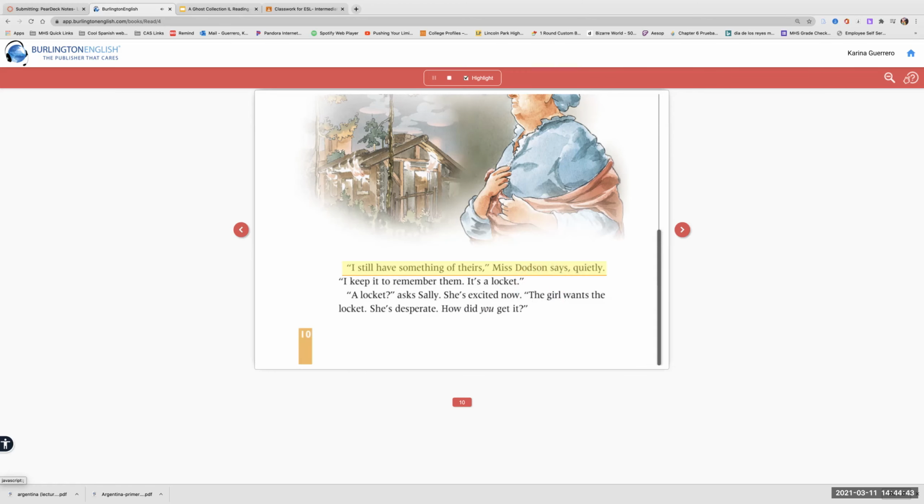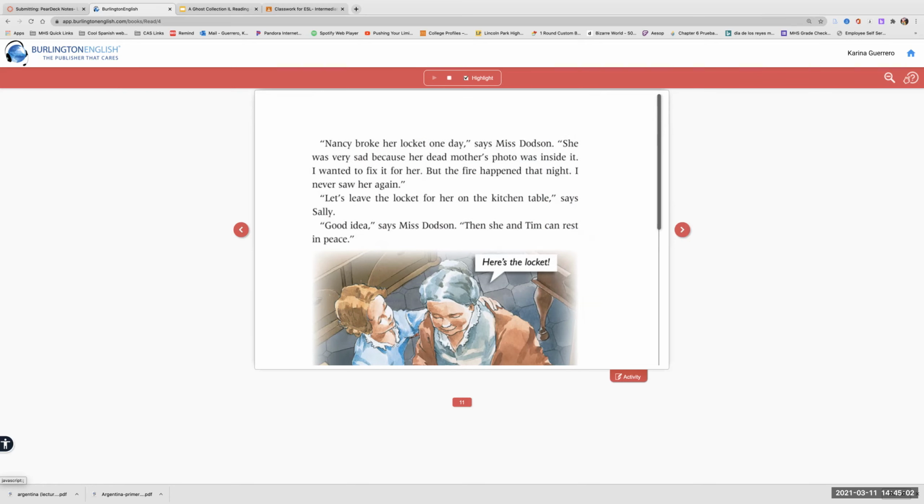I still have something of theirs, Miss Dodson says quietly. I keep it to remember them. It's a locket. A locket? Asks Sally. She's excited now. The girl wants the locket. She's desperate. How did you get it? Nancy broke her locket one day, says Miss Dodson. She was very sad because her dead mother's photo was inside it. I wanted to fix it for her, but the fire happened that night. I never saw her again.